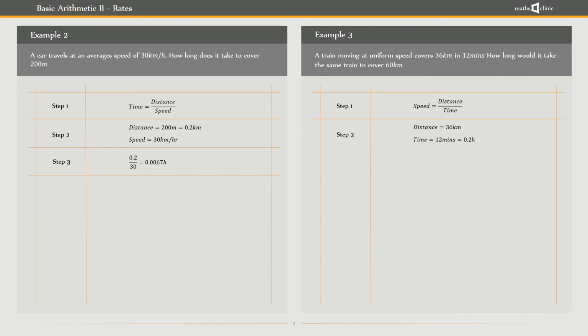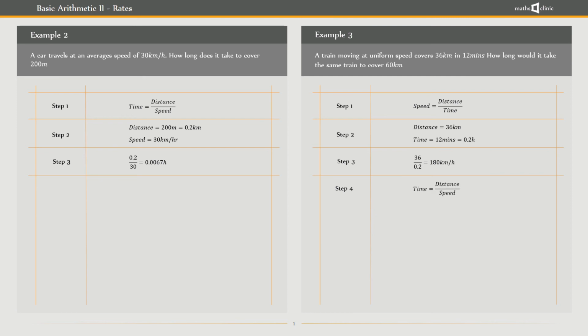We can then go ahead and say the speed of the train is 36 divided by 0.2, which will give you 180 kilometers per hour. So now we have the speed of the train and we want to use this speed to solve for the time it will take the train to cover 60 kilometers.